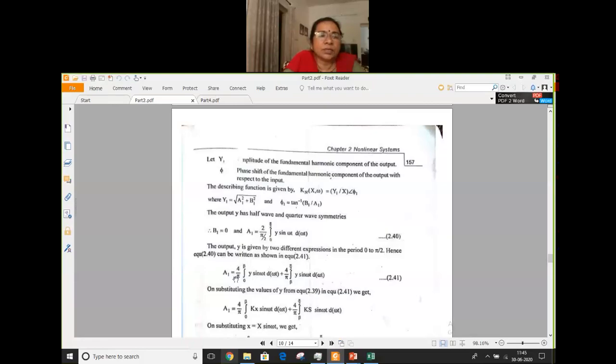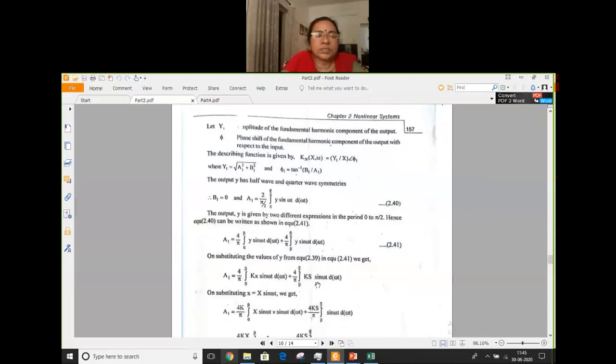4 by pi, because 2 by pi by 2 becomes 4 by pi, integral 0 to beta of y sin omega t d omega t plus 4 by pi integral beta to pi by 2 of y sin omega t d omega t. On substituting the values of y, we can write a1 is equal to 4 by pi integral 0 to beta of kx sin omega t d omega t.